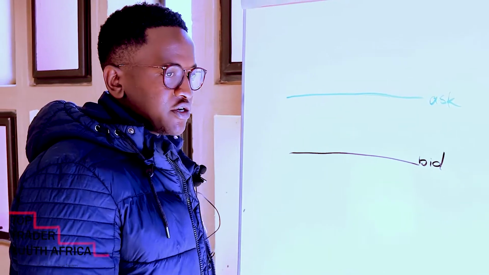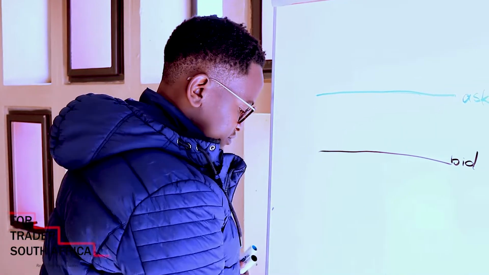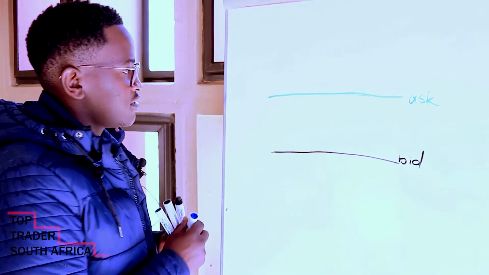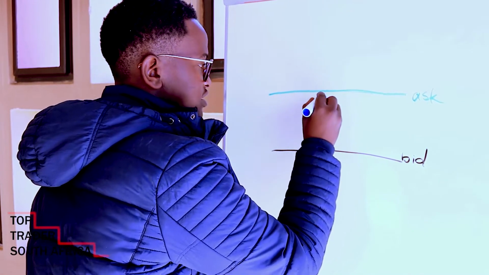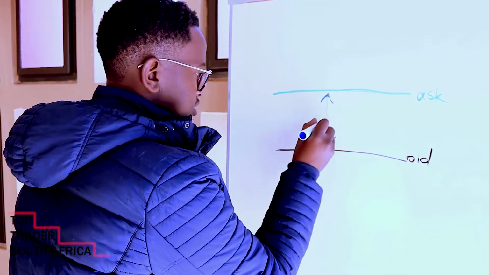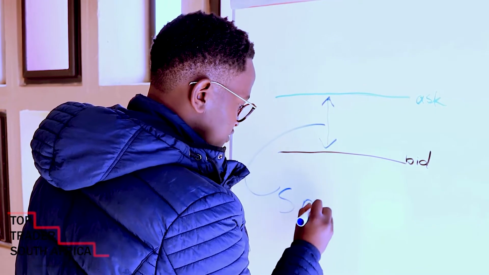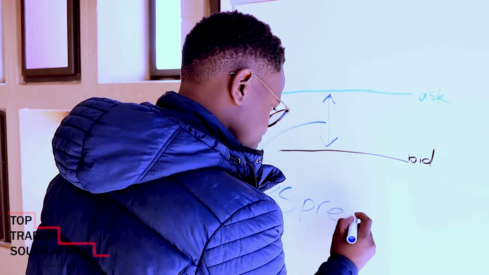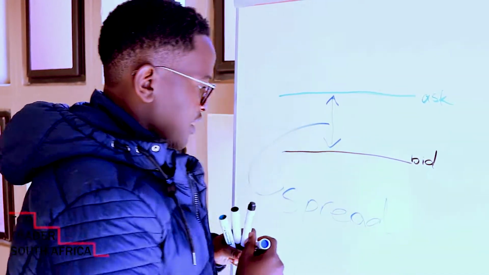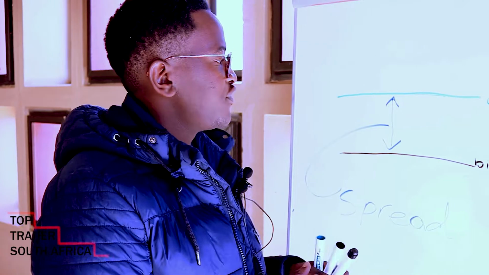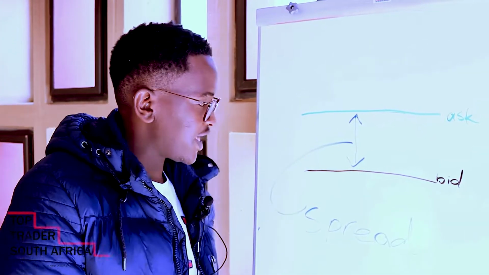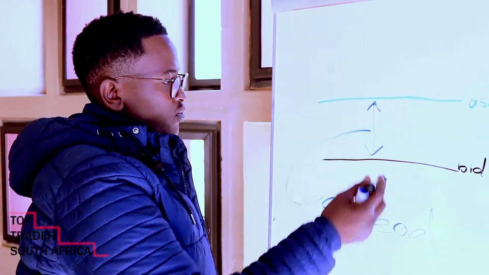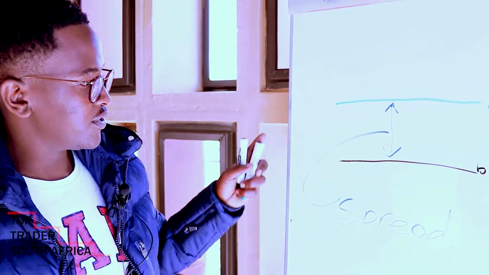When you open a buy trade, in between these two prices, that's what we call the spread. And when choosing a broker, obviously you're trying to choose a broker that has a smaller spread, because this is basically where brokers make their commission.